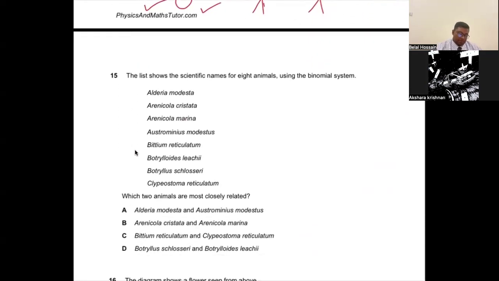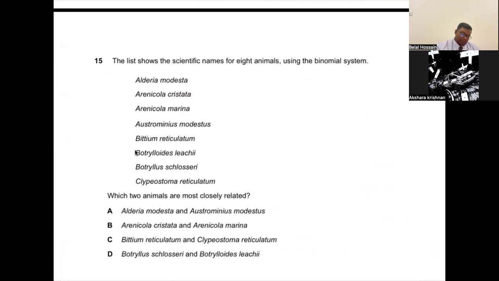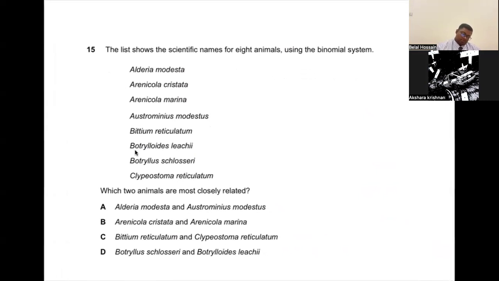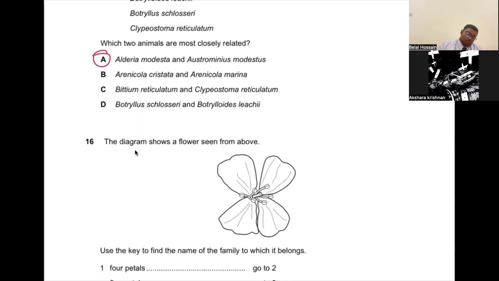Try this one, number 15. Oftentimes, a question like this can get you stuck. This shows the scientific names for 8 animals using the binomial system. Which 2 animals are most closely related? Remember that their genus name must be the same. So options A, B, C. Which one? Is it B? Correct. See? Now this thing became obvious for you.